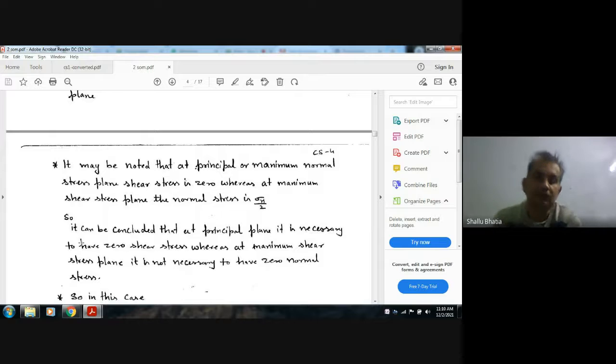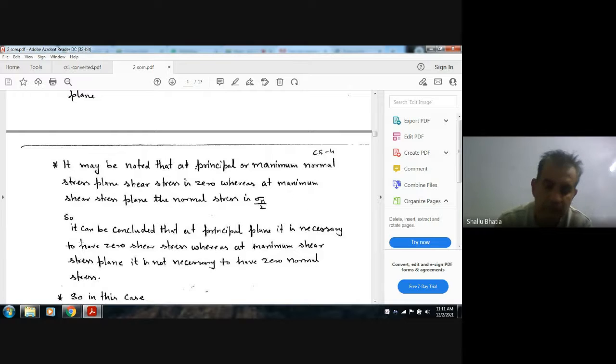So at the principal plane, the shear stress is zero, and the normal stress can be maximum or minimum, but at the maximum shear stress plane, it is not necessary to have zero normal stress. This is the important point.